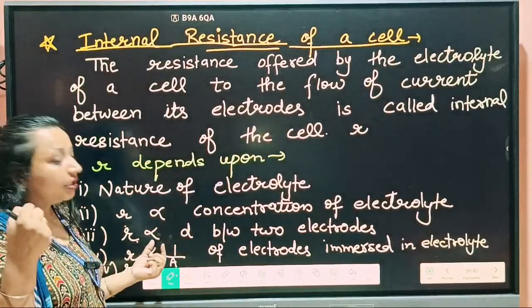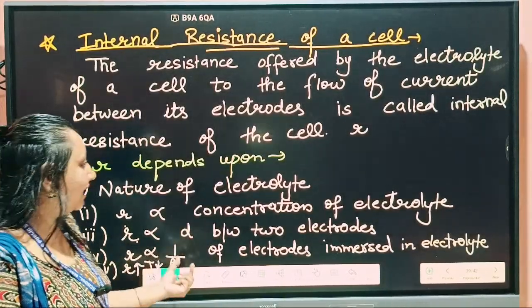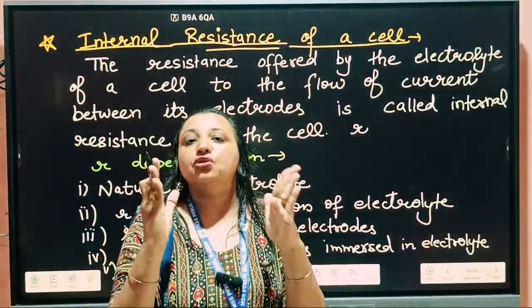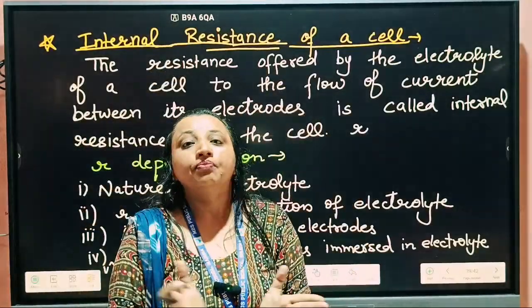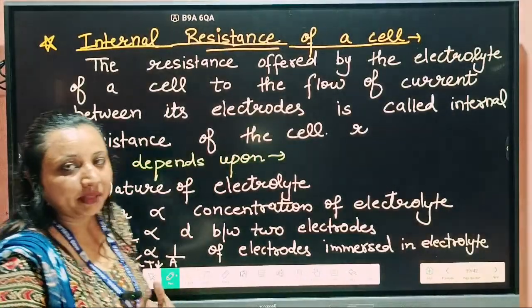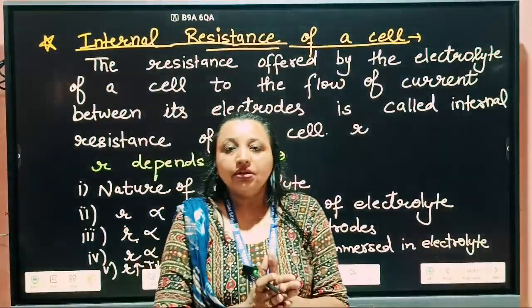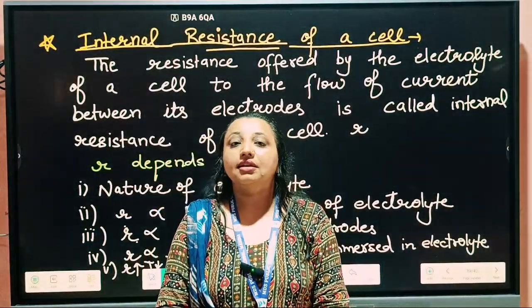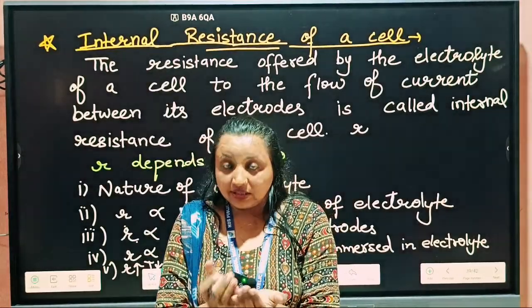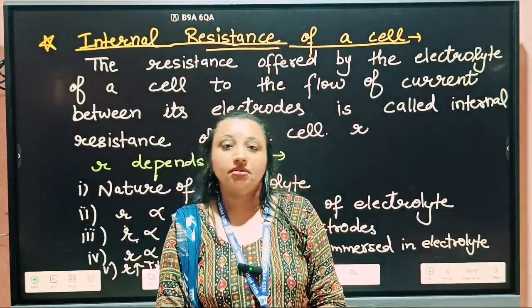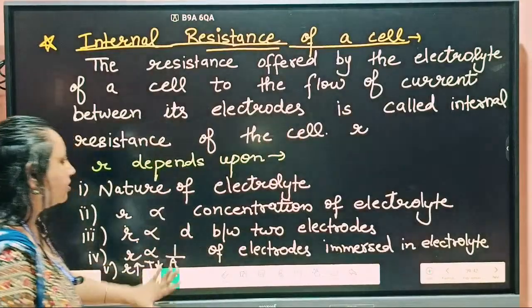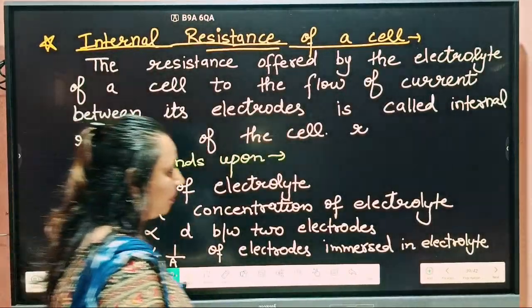It varies inversely with the area of the electrodes immersed in the electrolyte, that is, how much area of the immersion rods is immersed in that electrolyte. And the last one, how does the temperature affect it? The internal resistance of a cell increases when the temperature of the electrolyte decreases. So these are the factors on which the internal resistance depends.